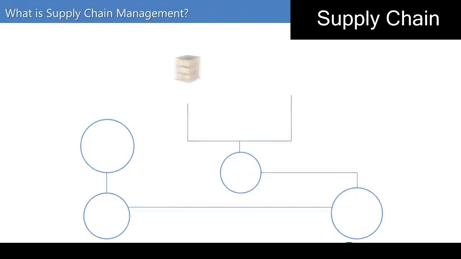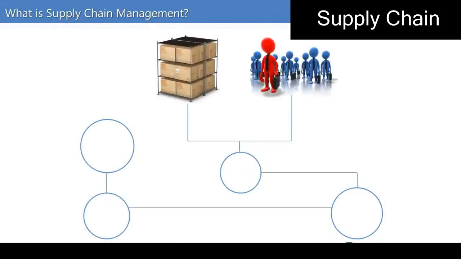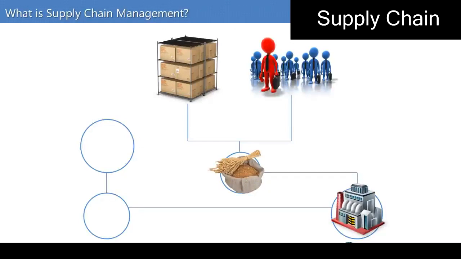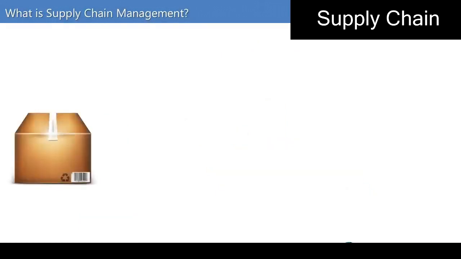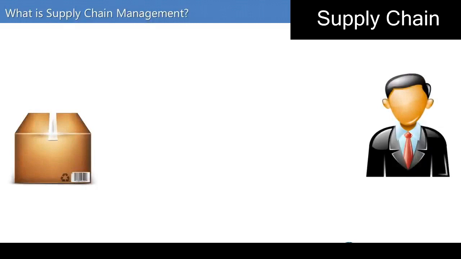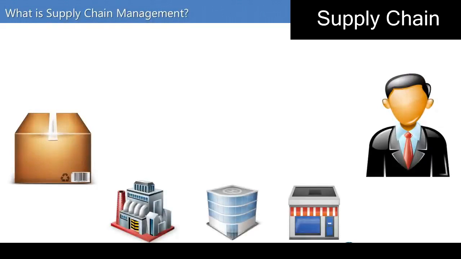What is supply chain management? It is the management of the flow of goods and services. It includes the movement and storage of raw materials, work-in-process inventory, and finished goods from point of origin to point of consumption. Every product that reaches an end user represents the cumulative effort of multiple organizations.